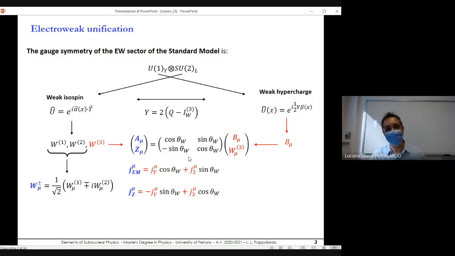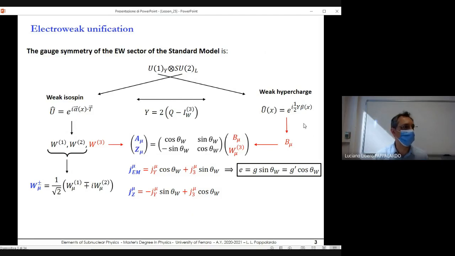And as we derived last time, from the first combination we obtained the relation between the three coupling constants: e, which is the electric charge, so the coupling constant of the electromagnetic interaction, g, which is the coupling constant of the charged current weak interaction, and g prime, which is the coupling constant of this new gauge field, which is the hypercharge. All these, as you see, are related in terms of the Weinberg angle.